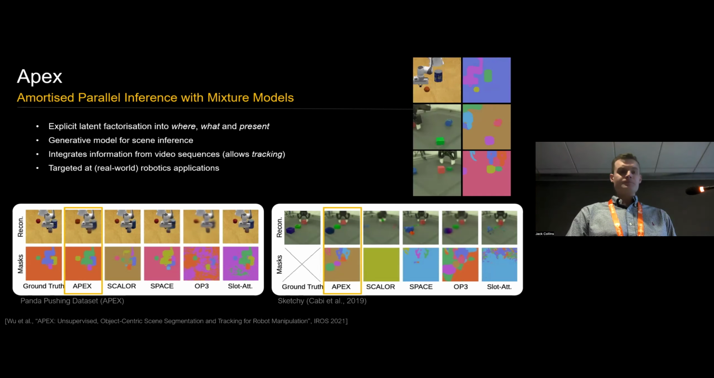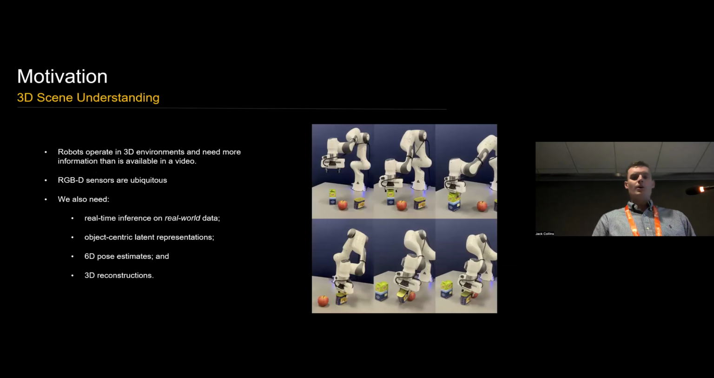But the problem for robotics is that although Apex and other models work quite well on understanding and decomposing 2D scenes, they lack the information to interact with their environment. And that's what we really need for robotics. We need a 3D object-centric generative model. We have RGBD sensors, which are quite ubiquitous these days and quite cheap. Even iPhones these days have depth sensing.